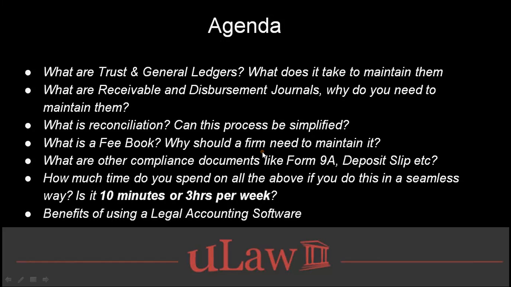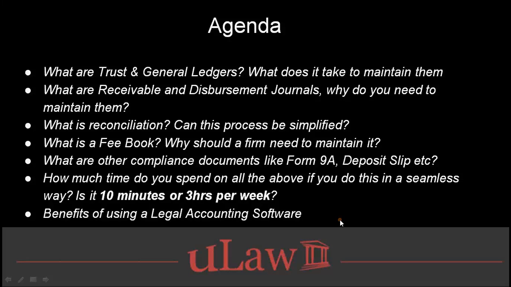After the trust and general ledger documents, we're going to talk about the Receivable and Disbursement Journals. There's a total of 4 journals, 2 for general and 2 for the trust accounts. And again, what does it take to manage and maintain these 4 journal documents? We're going to talk very briefly, but for sure highlight, the reconciliation process. It's certainly a process that you're well aware of. We're looking to understand how you could simplify that process, make it more seamless and simple for legal professionals, and what you should expect out of that reconciliation process.